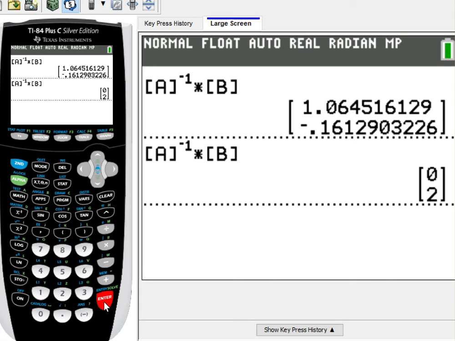And if you want to do a 3 by 3, with 3 equations and 3 unknowns, you make a 3 by 3 matrix. 4 by 4, 5 by 5, 6 by 6, always the same way.